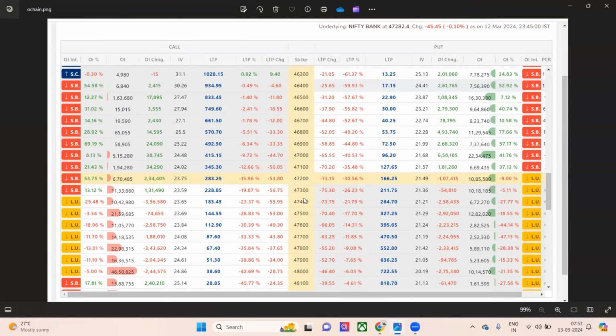So I'll repeat the levels. 47,200 is the spot. Next resistance 47,500, after that 47,800. First support at 47,000 and then the 46,500 level. This is what you need to focus on when you're trading.